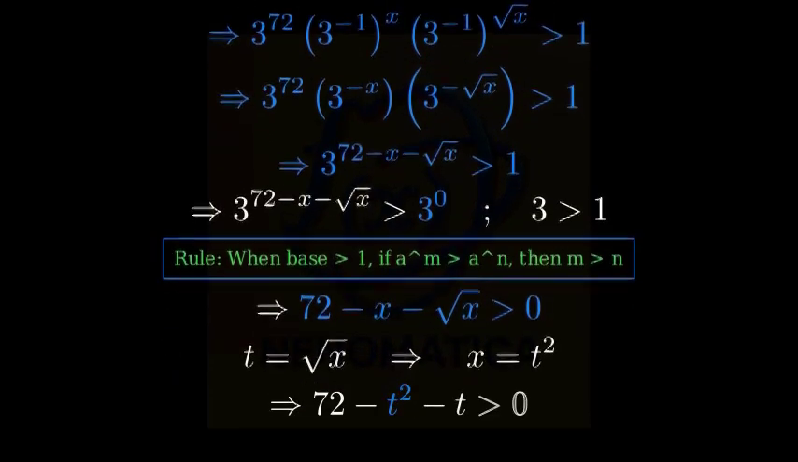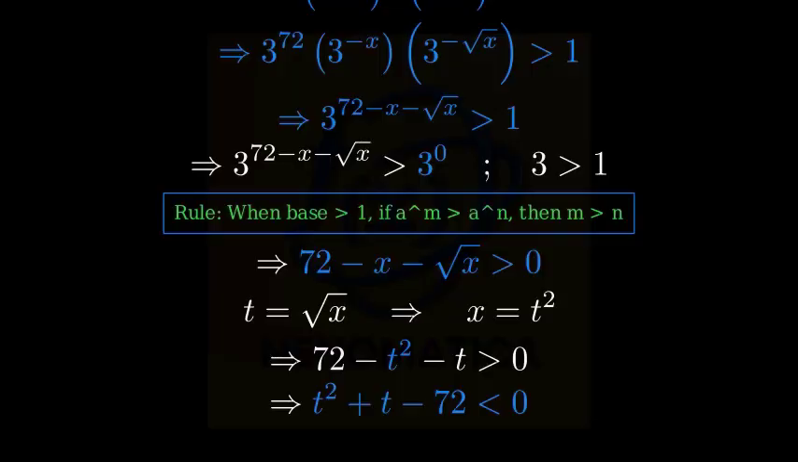Now, we need to find the roots of this quadratic expression. We'll use factoring. The expression t squared plus t minus 72 can be factored as (t plus 9) times (t minus 8). For a product to be negative, one factor must be positive and the other must be negative. This happens when t is between -9 and +8. But remember, we have the domain restriction that x is greater than or equal to 0. Since t equals square root of x, t must also be greater than or equal to 0. So our solution for t is from 0 to 8.